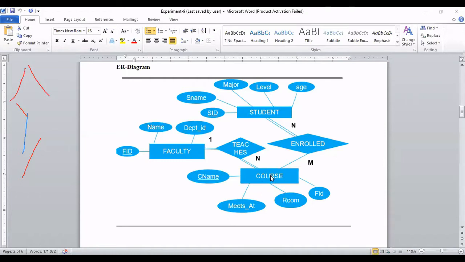So that's why course will depend on faculty. Faculty will not depend on course, in a one-to-many kind of relationship. So that's why course has FID as a foreign key, that is referring to this FID of faculty.